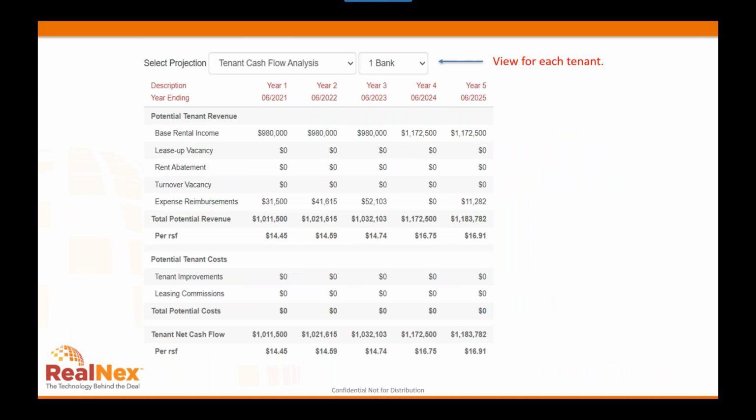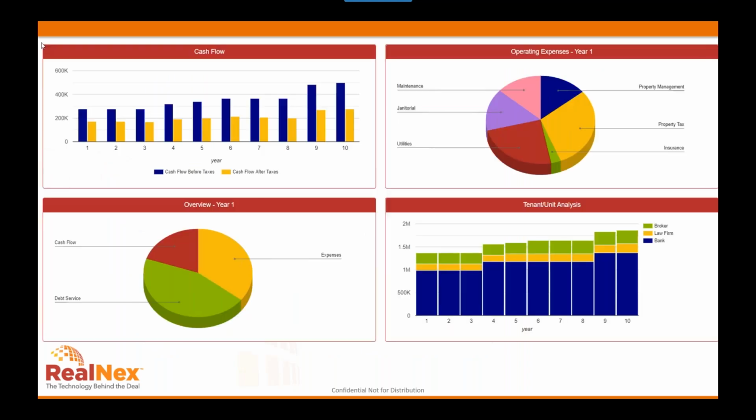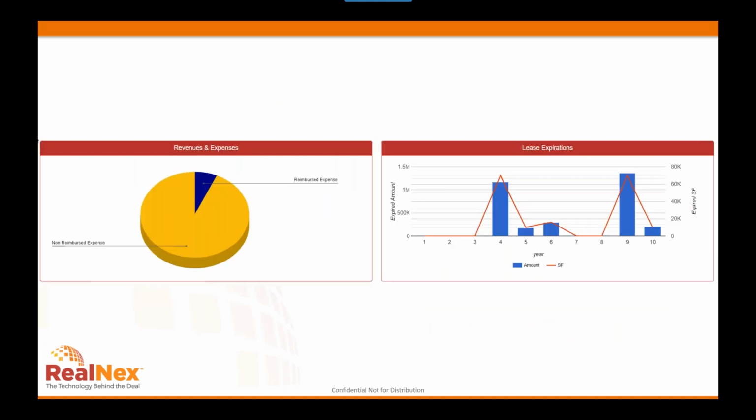And then we also can look at some details for each individual tenant, like in this case, the bank. What was the rental income that we got from the bank? What are the expense reimbursements that we got from the bank? We can look at that on a per square foot basis and so forth. And finally, we've got a lot of neat graphs that can be shown. A lot of this can be pulled into reports. You can choose which ones you want to pull into a report.